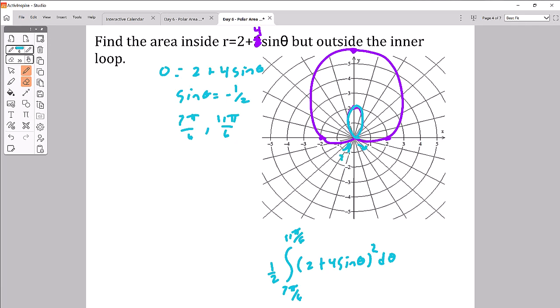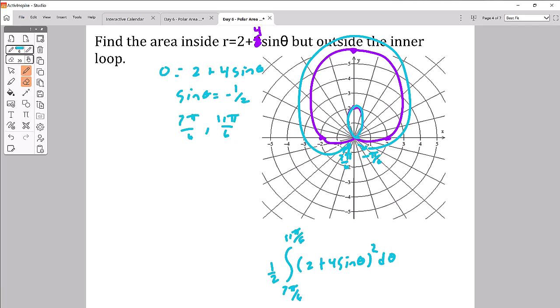So if this is 7 pi/6 and this is 11 pi/6, then we need to go from 11 pi/6 all the way around back to this other side. We have a few ways we can do that. We can just add 2 pi to 7 pi/6 and make this 19 pi/6. That works. Or if we would rather keep 7 pi/6 and work with better numbers, we can say this is going to be negative pi/6 all the way around to 7 pi/6.